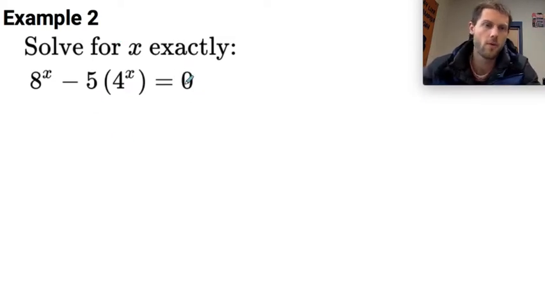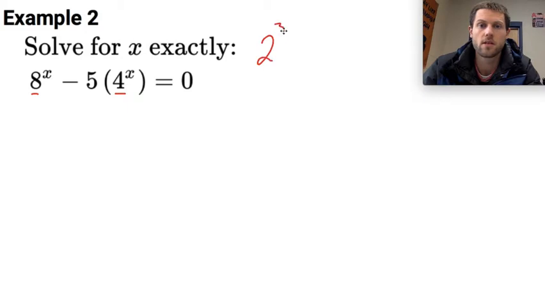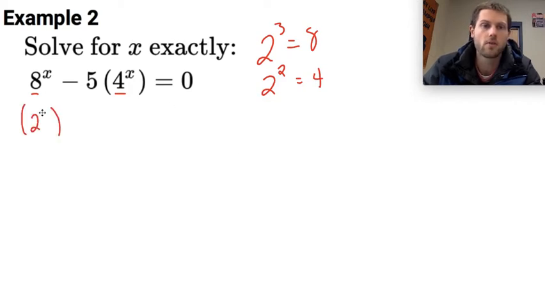This looks kind of weird, but we have to be clever and recognize that I can rewrite these things as powers of themselves. Really we have to recognize that 8 is the same thing as 2 to the third power, and that 4 is the same thing as 2 to the second power. So I can rewrite both of these quantities as powers of 2.